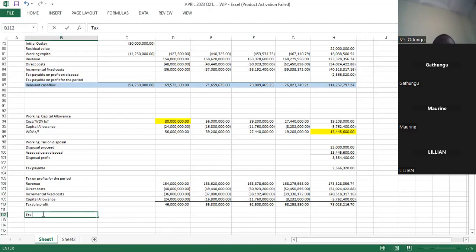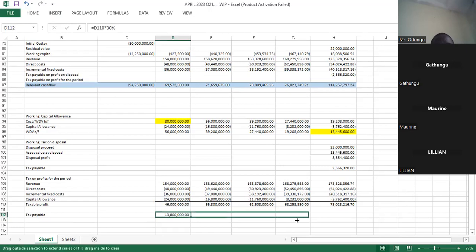So the tax payable for period 1 will have the 46 million profits for period 1, multiplied by the tax rate, which is 30%. And so what we get is 13.8 million. Then I apply the same formula again across to the last year.